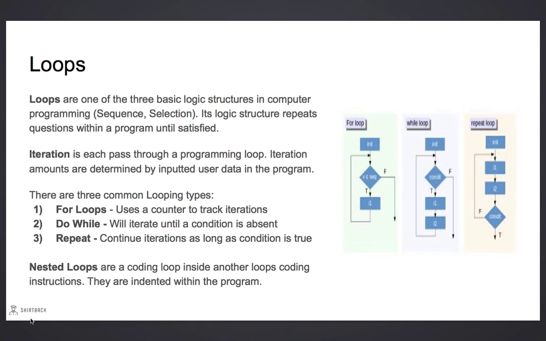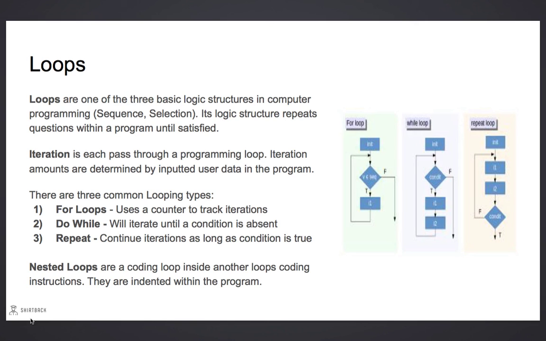The final basic logic structure is loops. Loops is a logic structure that will repeat a question within a program until satisfied. Each time we go through a programming loop, it's called an iteration. Iteration amounts are determined by the inputted user data in the program.